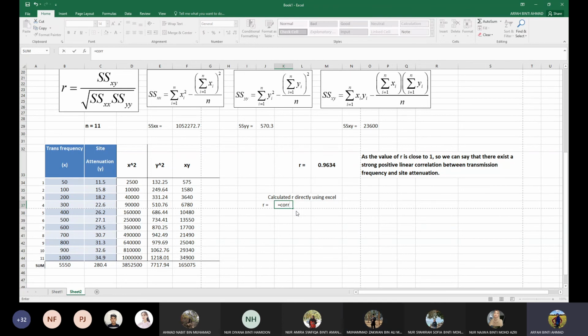Okay. So type correl. So dia akan keluar correl and then dia punya data. Correlation yang mana? So select data awak. Yang ini. B34 sampai C44. And then tutup bracket, tekan enter. Dapat berapa? Array 1, array 2. Array 1 is for X, array 2 adalah untuk data Y.